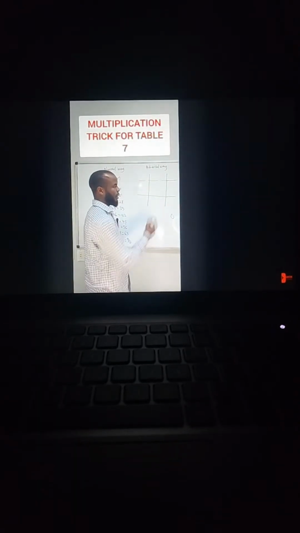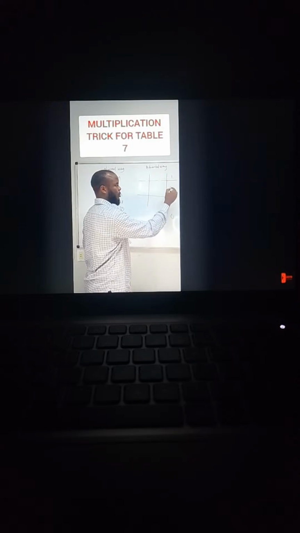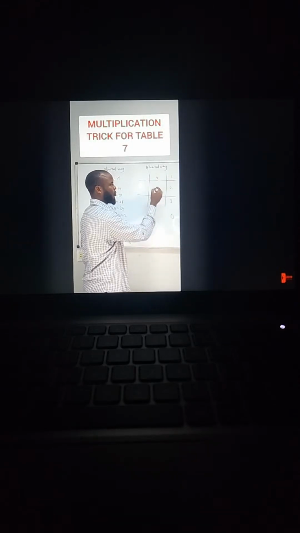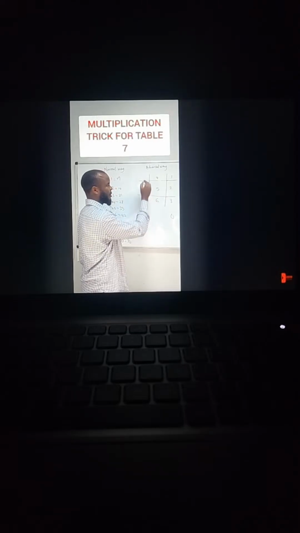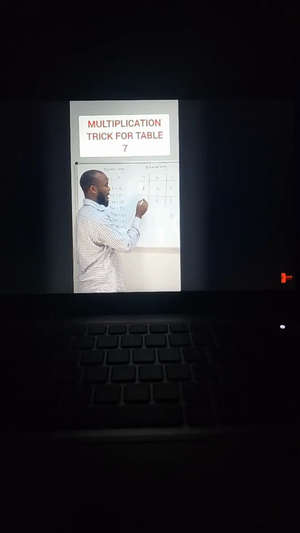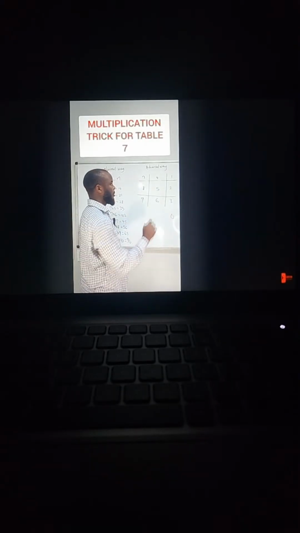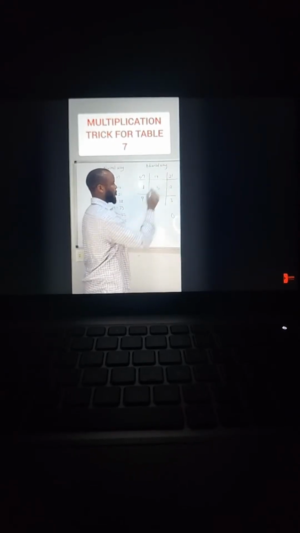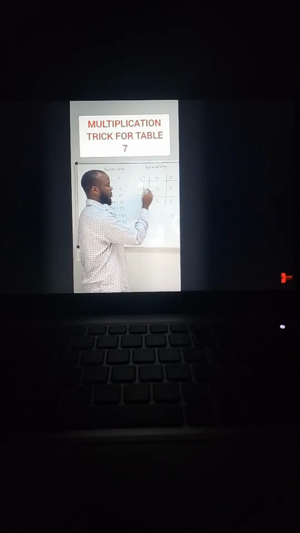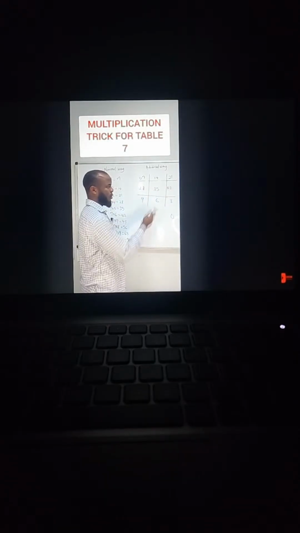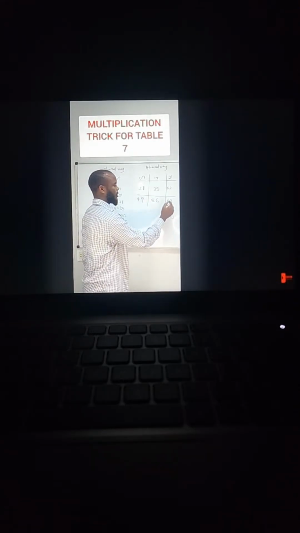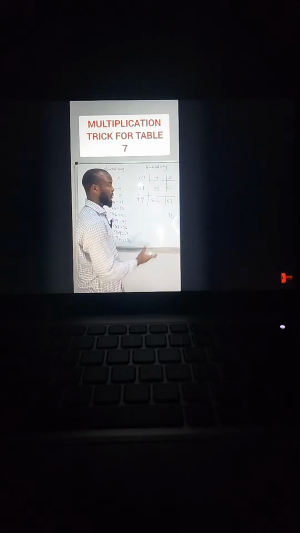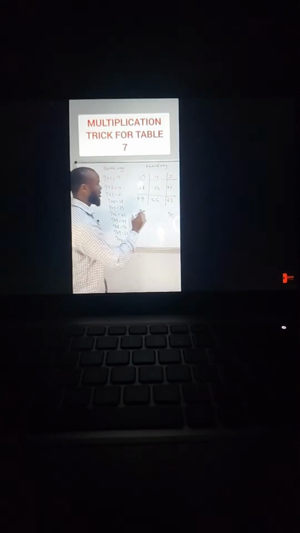Start with 0 here, and let's start with 1, 2, 3, 4, 5, 6, 7, 8, 9. And we're going to start with 0, 1, 2. Again, start with 2, 3, 4. Again, start with 4, 5, 6, and 7. You can see this is the multiplication trick for table 7.